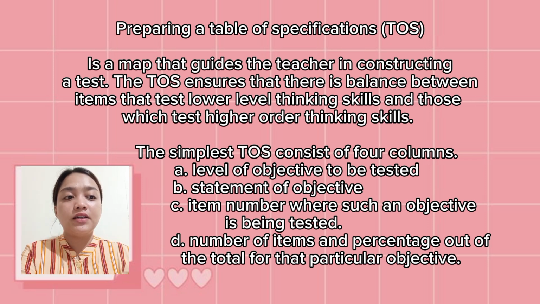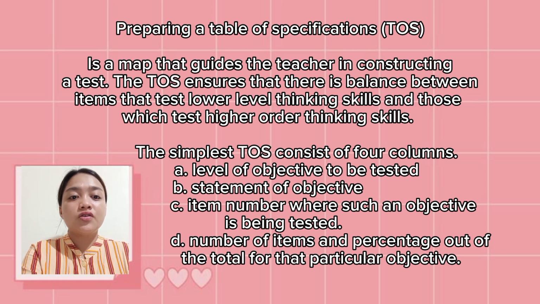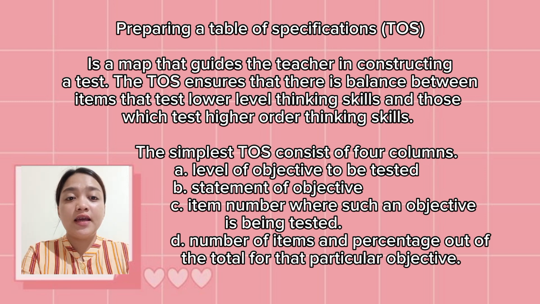The simplest TOS consists of 4 columns. The first one is level of objectives to be tested. So, what this means is that it is based on Bloom's taxonomy. So, in this first column, there should be remembering, understanding, applying, analyzing, evaluating, and creating. So, as I discussed earlier.